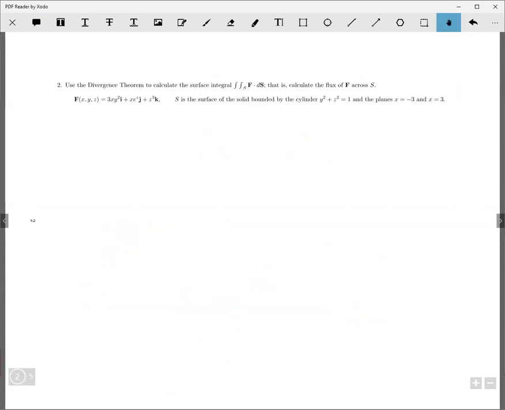So number 2, use the divergence theorem to calculate this surface integral, the flux across S. Okay, so here, S is the surface of the solid bounded by the cylinder, and the planes x equals -3 and x equals 3.